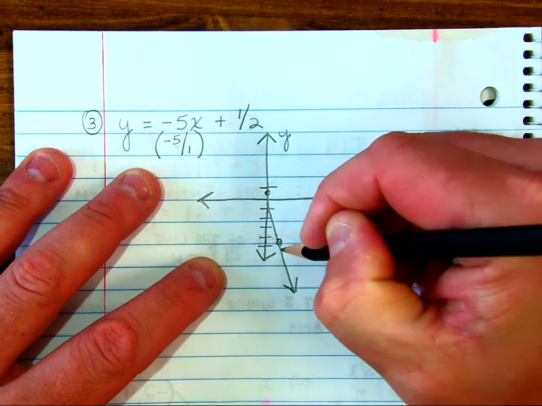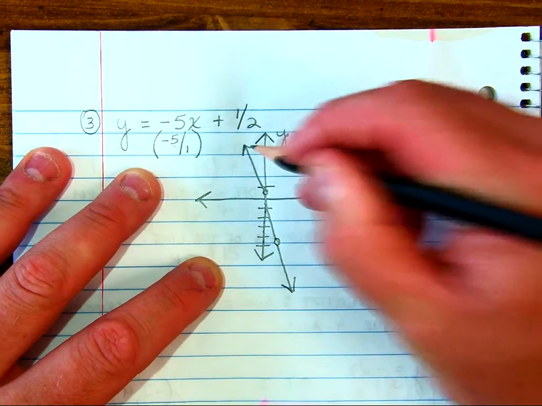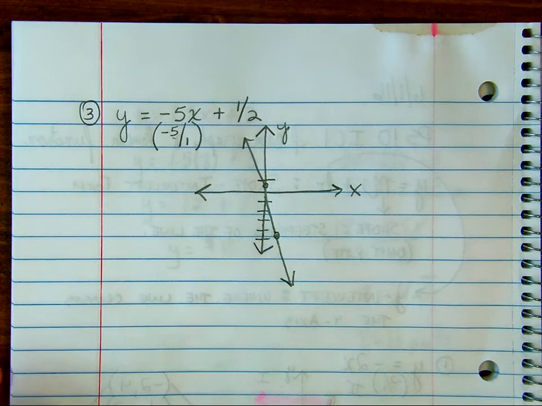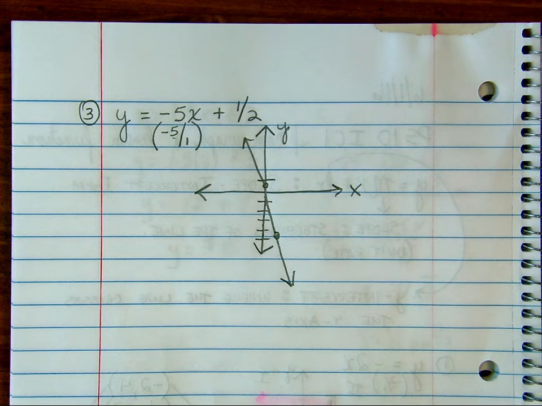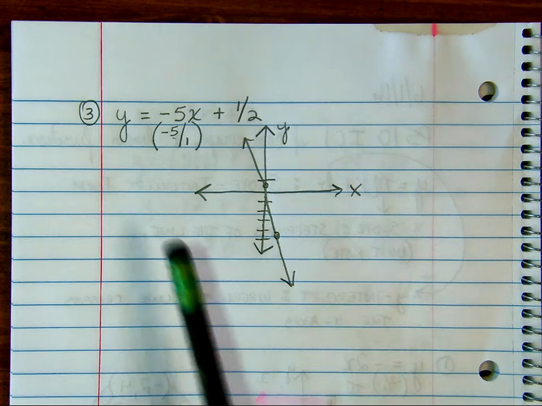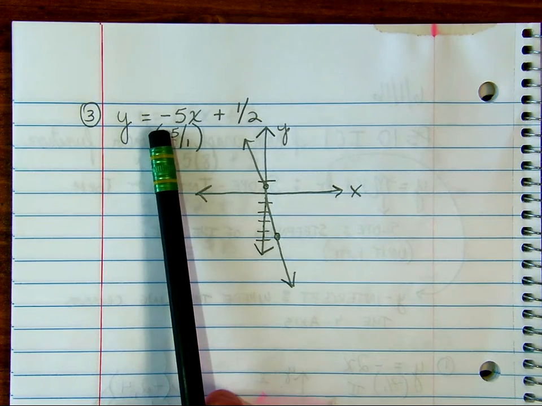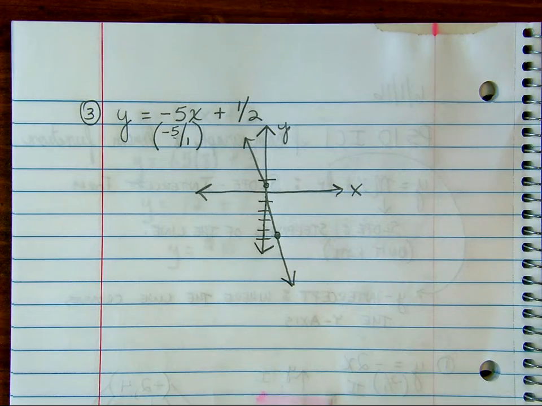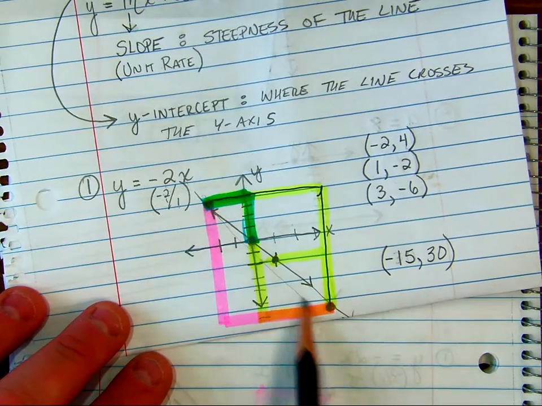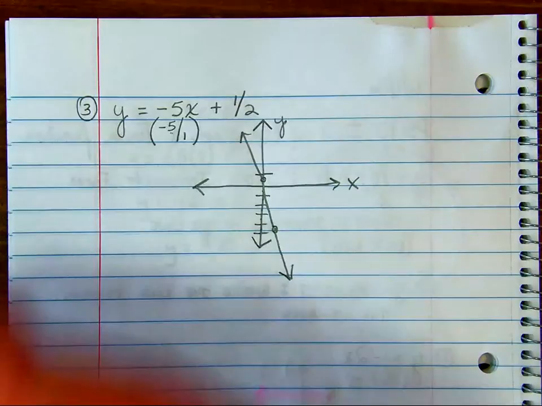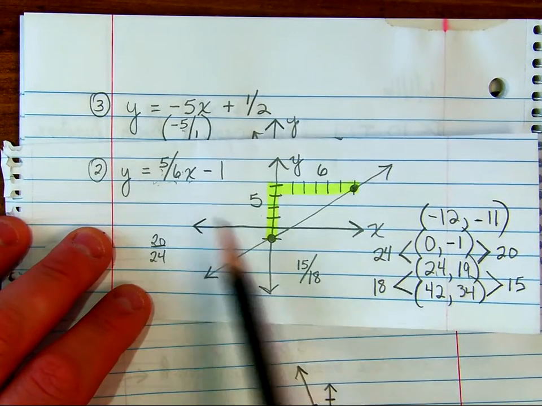Oh, hand-eye coordination was a little off there, huh? That's not a very good line. I want you to take a look at something. Notice how this is a negative slope and it goes down. Negative slope, the line goes down. Positive slope goes up.